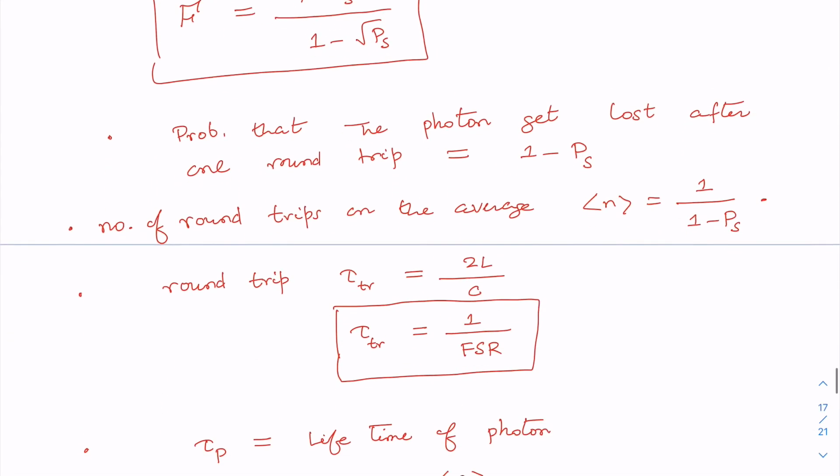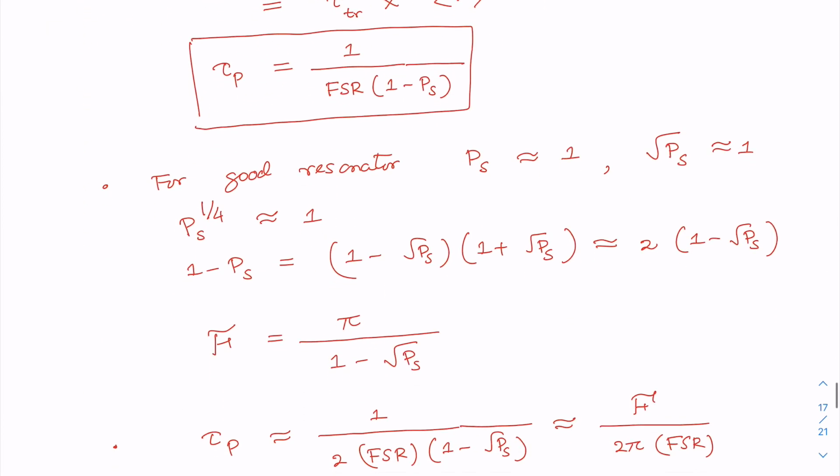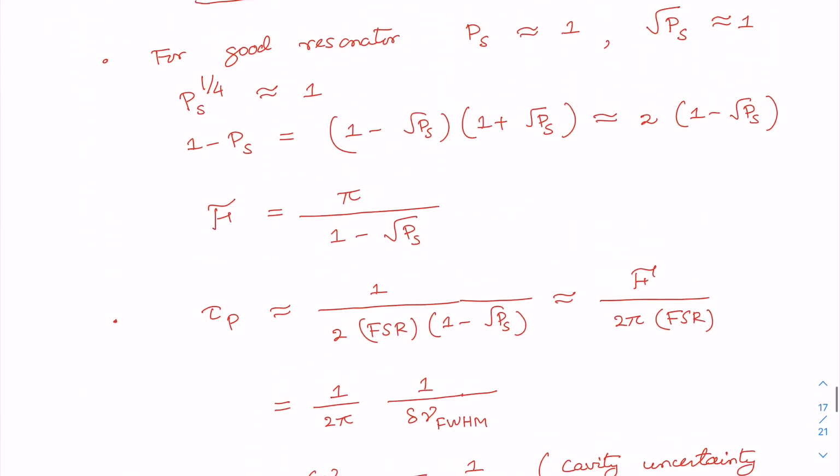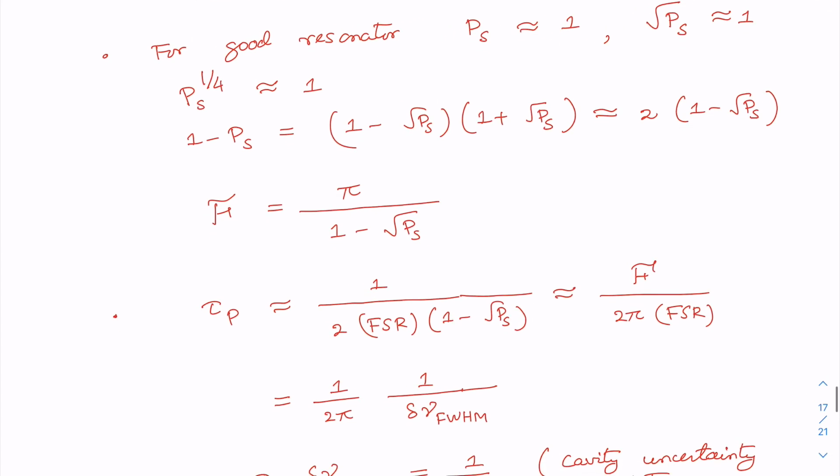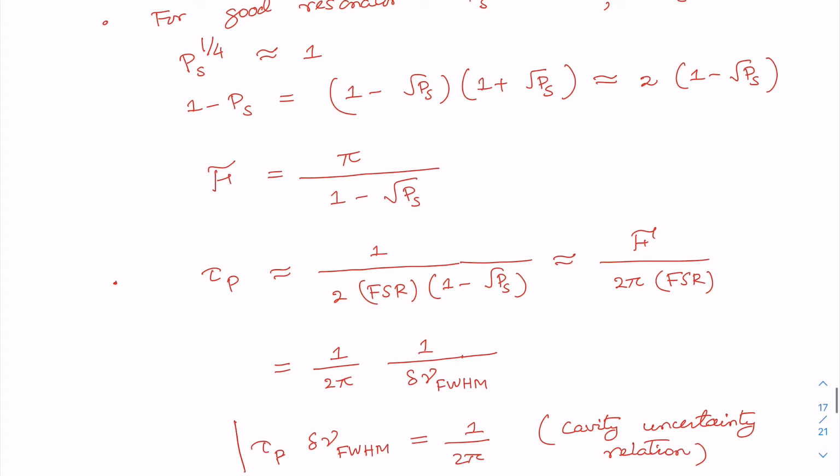Under that approximation, we went on to work out the photon lifetime, and we worked out an interesting relation called the cavity uncertainty relation, which is basically that the product of the cavity lifetime and the bandwidth is equal to 1 by 2 pi. So this is an important relation. It tells us that if the bandwidth, the full width at half maximum, is very small, then the photon lifetime would be larger.